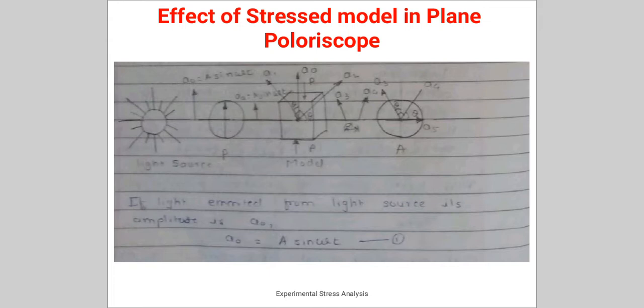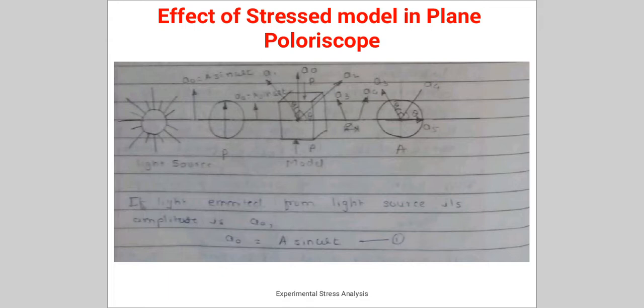If you go through the figure, if any one amplitude is known to you, by using that known amplitude I have to calculate the unknown amplitudes. For example, in the model, A0 is available. By using that A0 value, I can calculate A1 and A2. If the light vectors come out from the model, they become A3 and A4. That means the value of A3 is calculated by using A1, and the value of A4 is calculated by using A2. Then A3 and A4 enter the analyzer, and my requirement is to calculate the value of A5. To calculate A5, A3 and A4 are already calculated, so the value of A5 is calculated by using A3 and A4. Like that, we can calculate the amplitudes A0 to A5 in the plane polariscope arrangement.